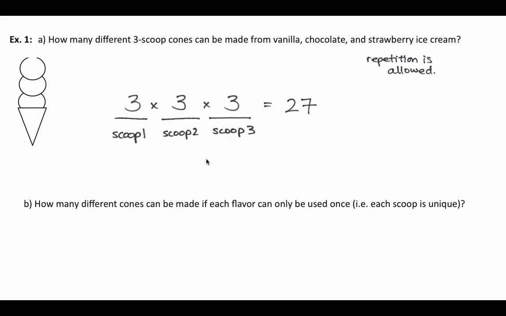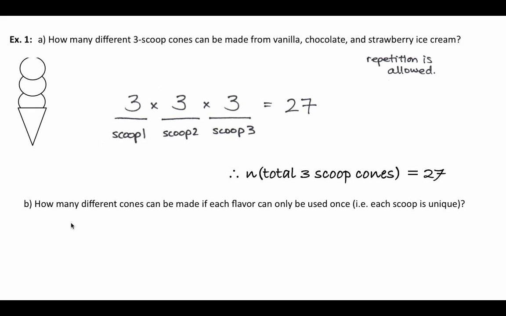All right, moving on. We also want to include therefore statements, especially when we have a word problem like this, and we're doing our notation here. We'd want to end off with a therefore the total number of 3-scoop cones that we can make is 27.